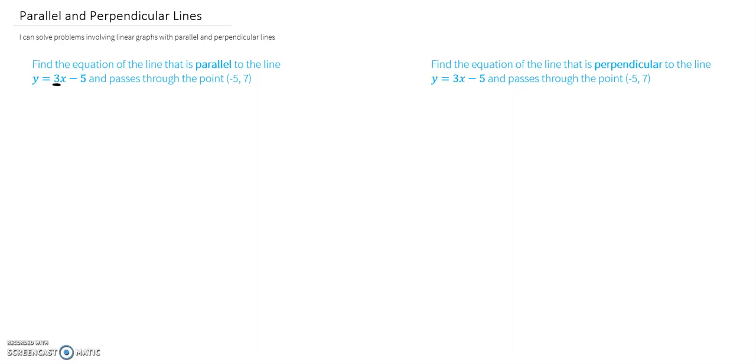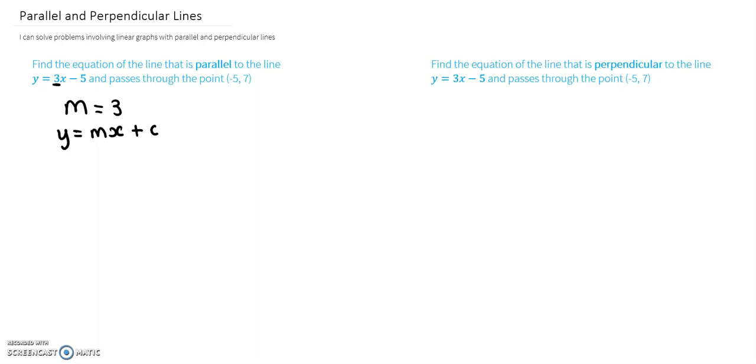That means that the parallel line will also have a gradient of 3. So that's nice and straightforward. So m equals 3. And we know from previous skills that the equation for a straight line in general form is y equals mx plus c, where the m is our gradient and the c is the y-intercept.